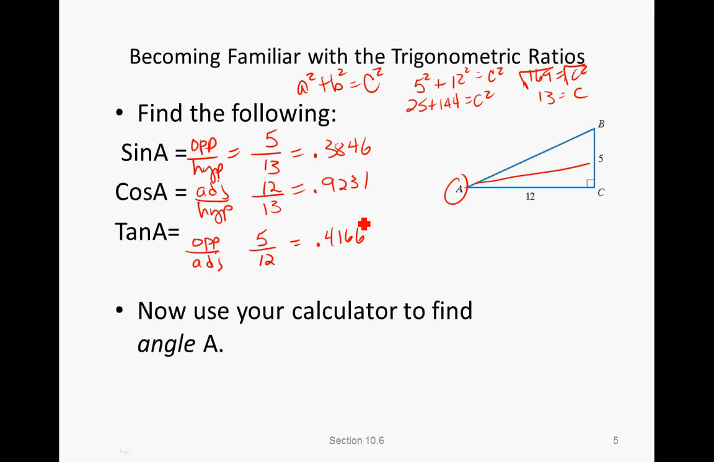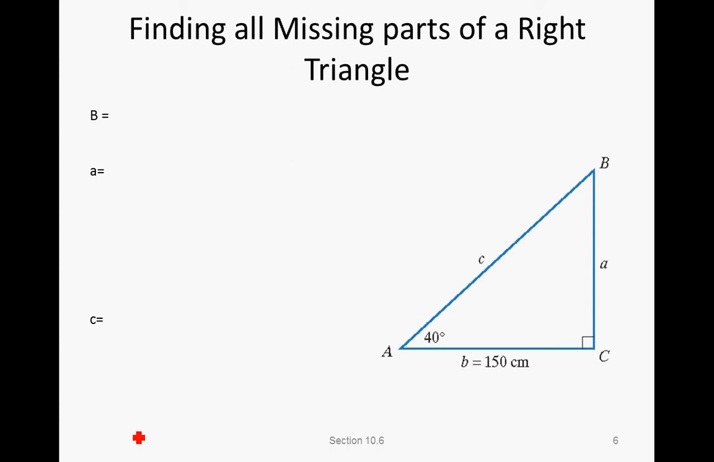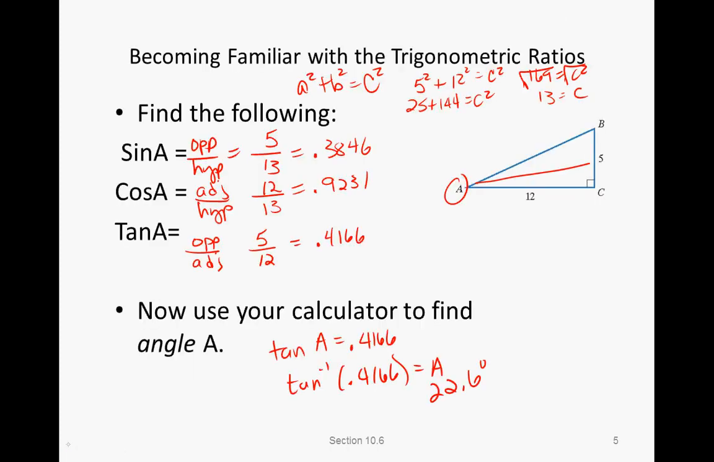Now, we could use any one of these to find angle A. I'm going to use tangent just because it's one people don't always often choose. So the tangent of some angle A is 0.4166. So the inverse tangent of 0.4166 will give me angle A. And if I do inverse tangent, I should get pretty close to 22.6 degrees for angle A. Okay, I'm going to back up just in case you didn't get enough time to write everything down.